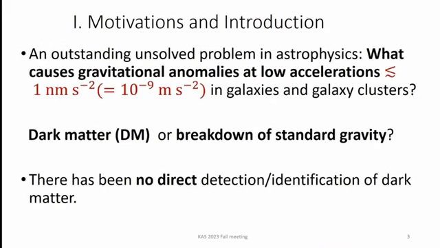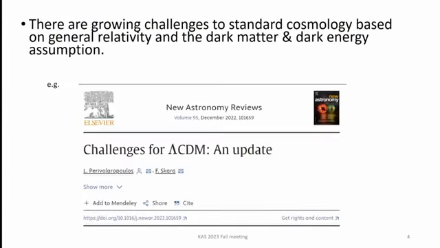Okay, the outstanding unsolved problem in astrophysics: what causes gravitational anomalies at low accelerations in galaxies and galaxy clusters? Here, less than 1 nanometer per second squared. So it's either dark matter or breakdown of standard gravity, right? So there has been no direct detection of dark matter so far. Also, there are growing challenges to standard cosmology based on general relativity and dark matter and dark energy. And there are many reviews. This is one of them.